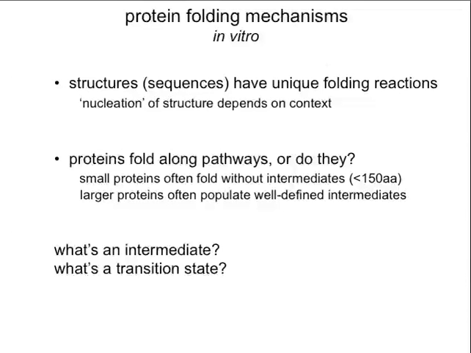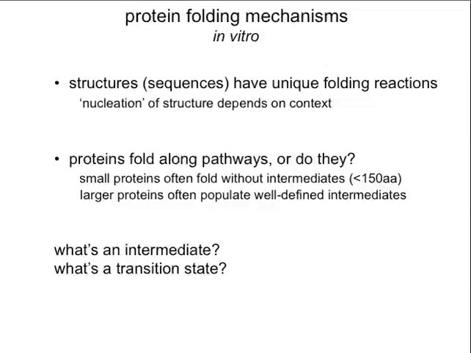Given that, we think that oftentimes proteins fold along pathways. And here I say, or do they? Well, there are different situations. For small proteins, we often see folding proceed without the population of any intermediate state. So for proteins that are less than 150 amino acids or so, the protein seems to be perfectly two-state. There's only folded and unfolded, and we go directly from one to the other. How is still a question, and how we address it in the absence of intermediates is also an interesting question. But we also see for larger proteins that well-defined intermediates are populated during a folding kinetics experiment.